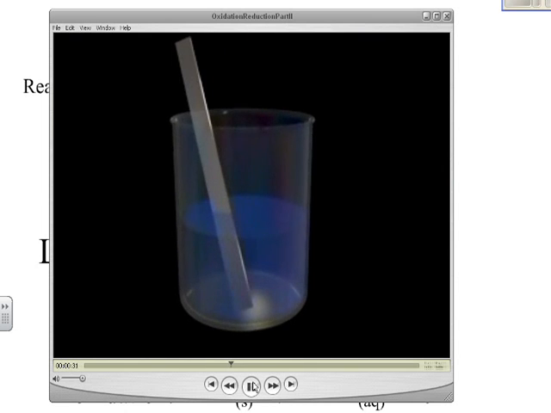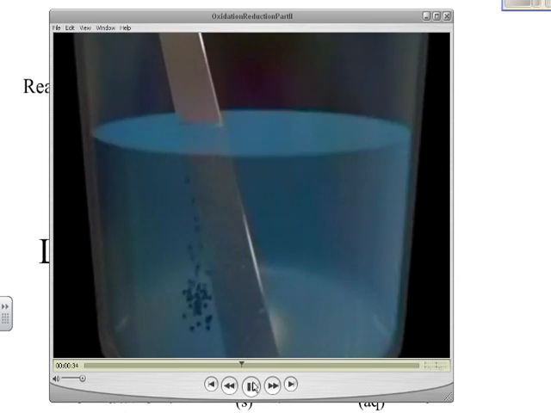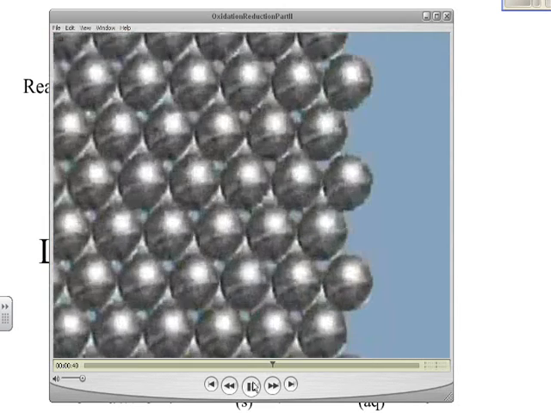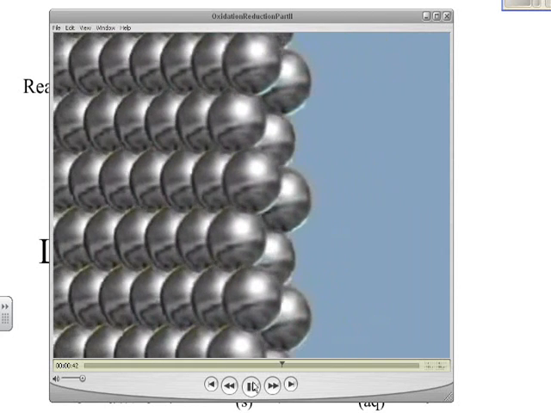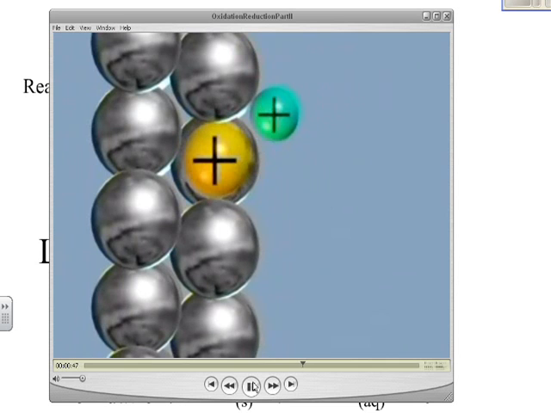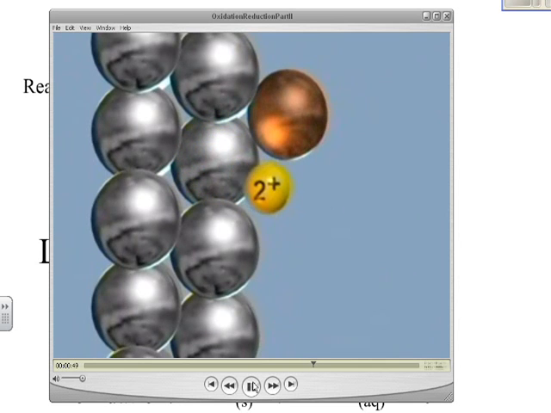When a zinc rod is immersed in an aqueous solution of copper sulfate, a similar oxidation-reduction reaction occurs. In this reaction, zinc is again oxidized. Now, however, copper 2+ ion is reduced to copper metal.